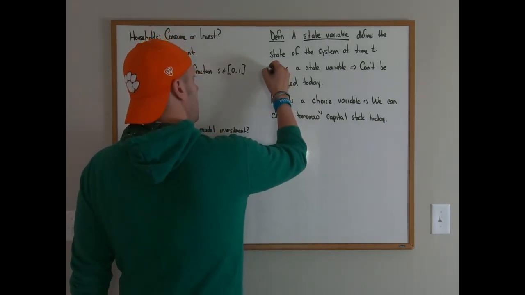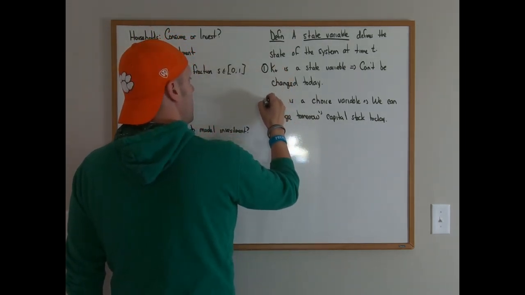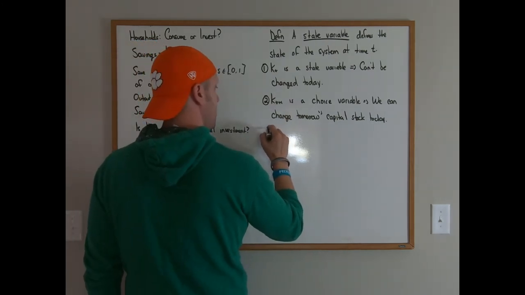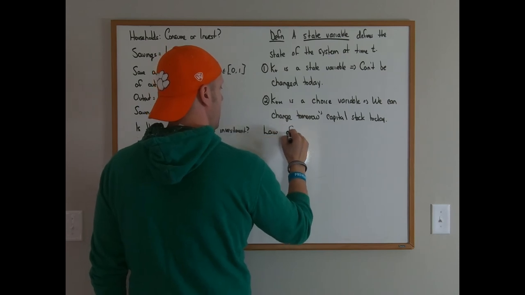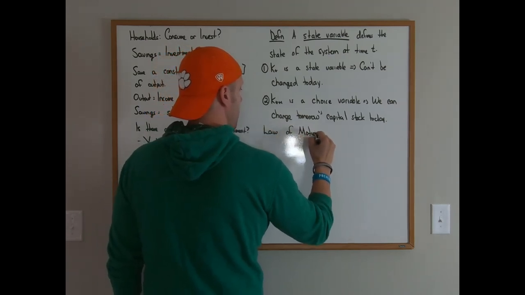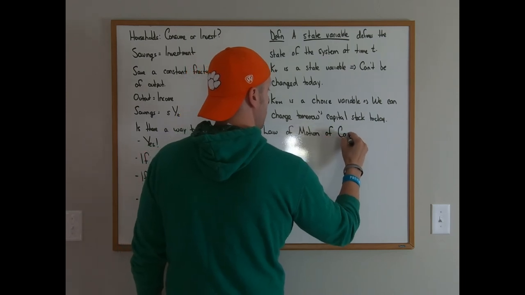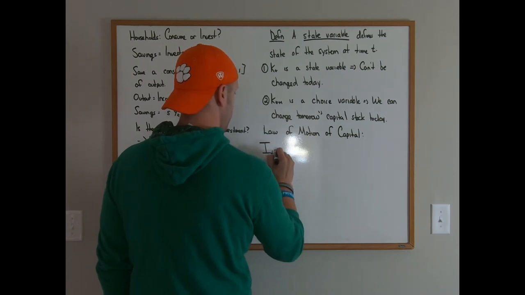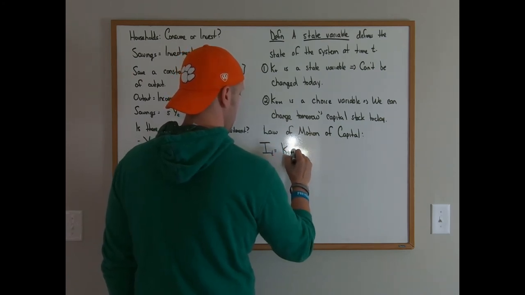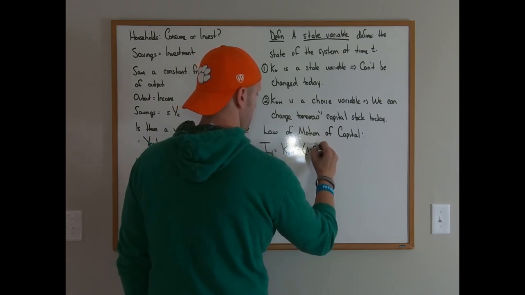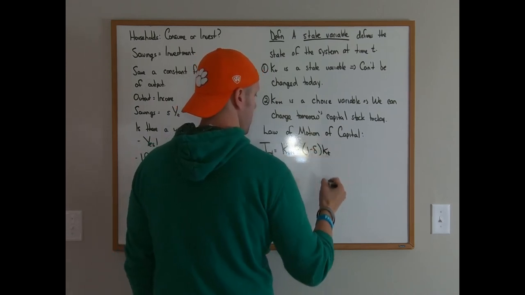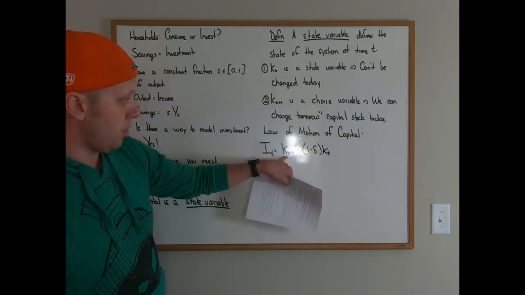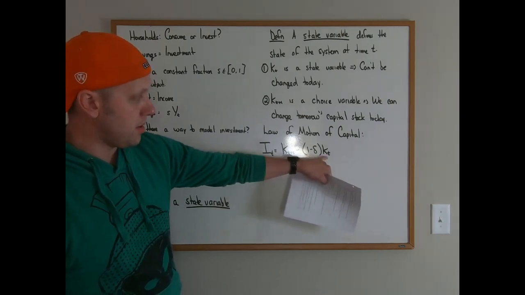Now, today's capital and tomorrow's capital are related via what's known as the law of motion of capital. What the law of motion of capital says is that investment is equal to the flow of capital over time: tomorrow's capital minus (1 minus delta) times today's capital.